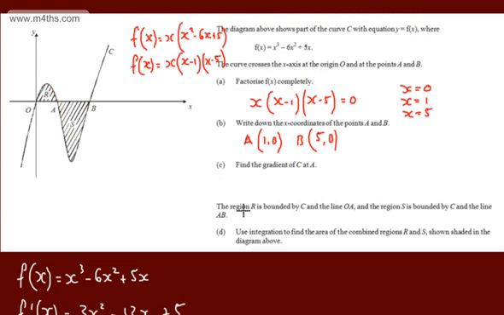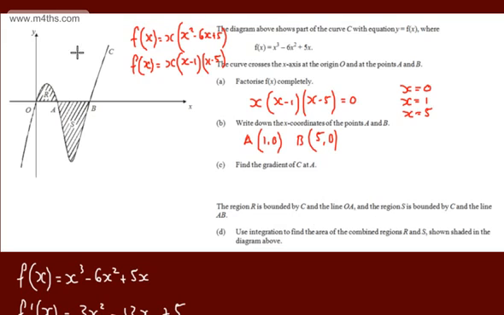Okay. We're now told the region R is bounded by C and the line OA, and the region S is bounded by C and the line AB. In part D, it says use integration to find the area of the combined regions R and S, shown shaded in the diagram above.